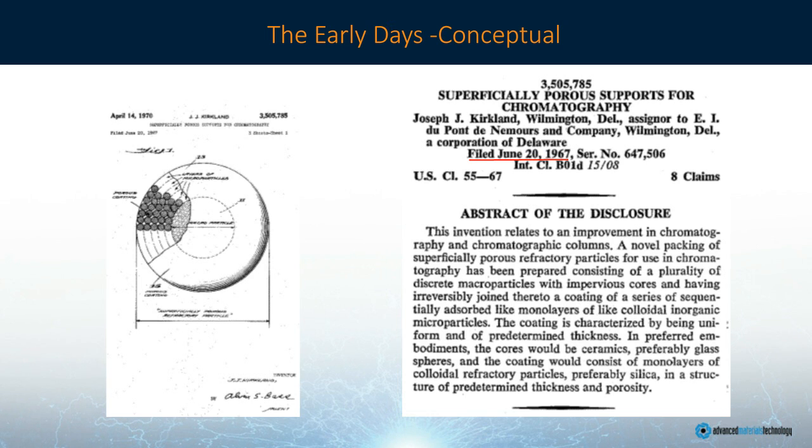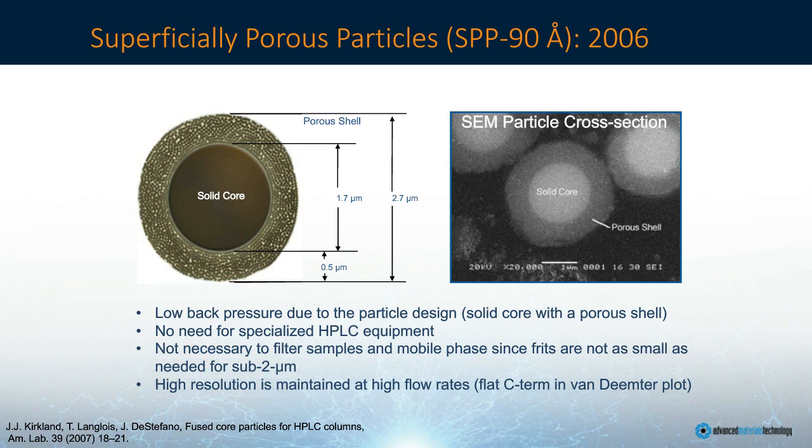And that diagram on the left more or less lays out what it looks like. You have a solid core surrounded by a layer of microparticles that are bound to the surface. Advanced Materials came out with the superficially porous particle 90 angstrom material back in 2006. You can see the graphic on the left shows the 1.7 micron core, which is surrounded by the porous shell, which is a layer about 0.5 microns thick. And to the right is the SEM of that particle. Fairly similar to the graphic.